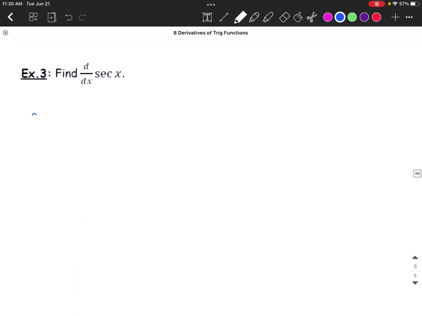So here, now we're going to do the derivative with respect to x of secant x. But what is secant? Secant is 1 over cosine x. Now we haven't learned the chain rule yet, so we're going to use the quotient rule again.